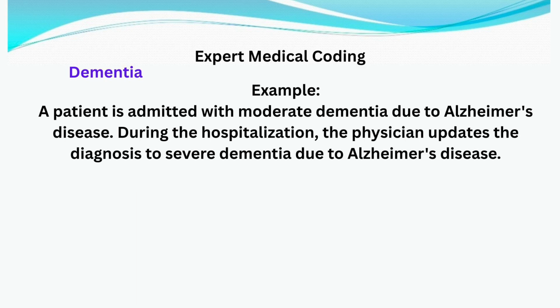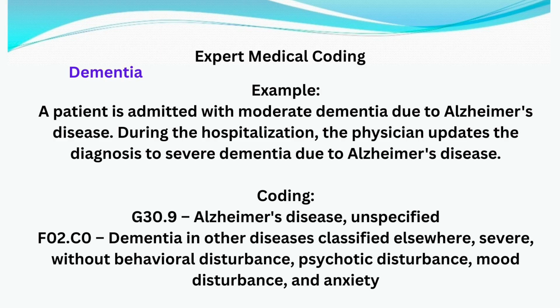A patient is admitted with moderate dementia due to Alzheimer's disease. During the hospitalization, the provider updates the diagnosis to severe dementia due to Alzheimer's disease. So in this scenario, we have to code G30.9 first, Alzheimer's disease unspecified, and then F02.C0, dementia in other diseases classified elsewhere, severe, without behavioral disturbance, psychotic disturbance, mood disturbance, and anxiety. So only the severe dementia is coded here. The moderate dementia code is not reported.